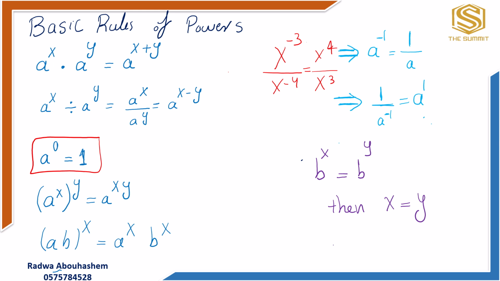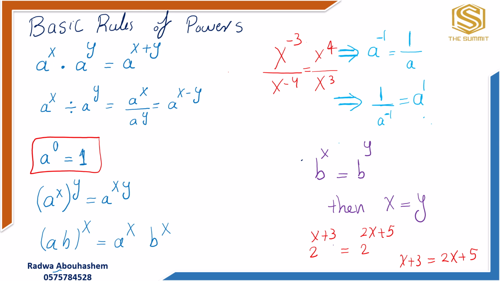If you have the same base and you have an equation, b raised to x and b raised to y, this means that the two exponents, or the two powers, are equal. For example, if you have 2 to the power x plus 3 equal to 2 to the power of 2x plus 5, this means that x plus 3 equals 2x plus 5. And you could solve for x and get the value of x.